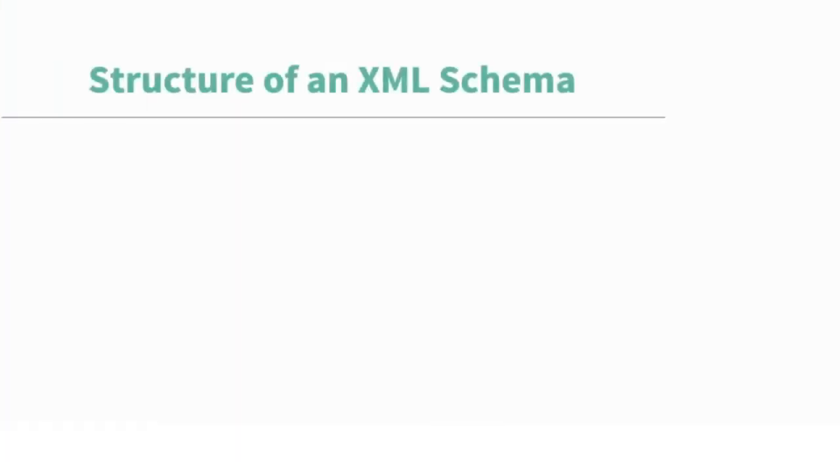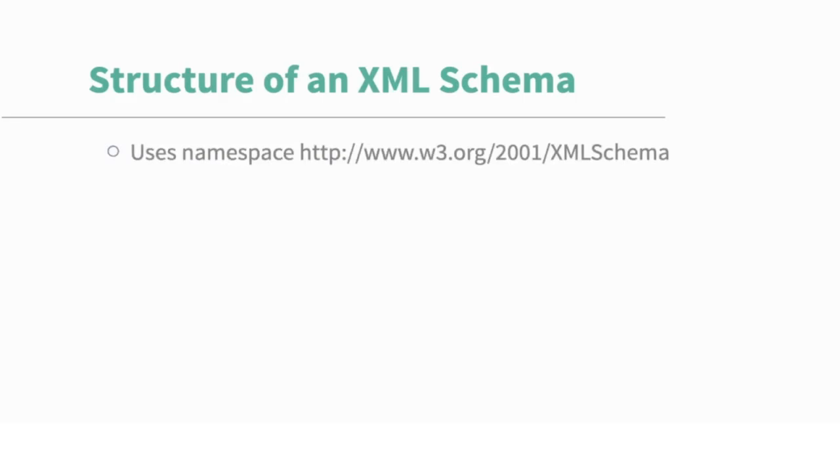Let's take a quick look at the structure of an XML schema file. Schemas use the namespace that you can see here at this link. Now, that's not an actual link you can go to. That's just the namespace definition. And usually, schemas use the XSD namespace prefix. And recall, we talked about namespaces a little earlier in the course. We saw them in action when we went through the XSLT examples.